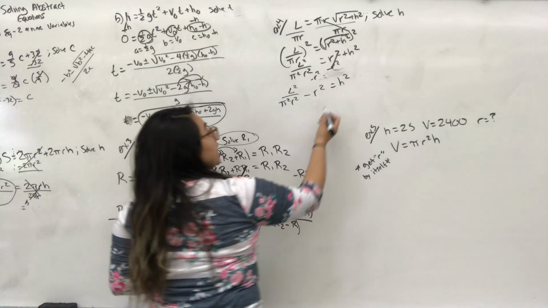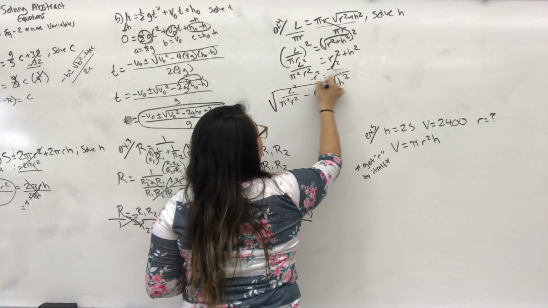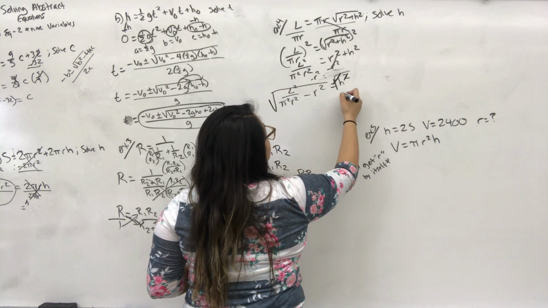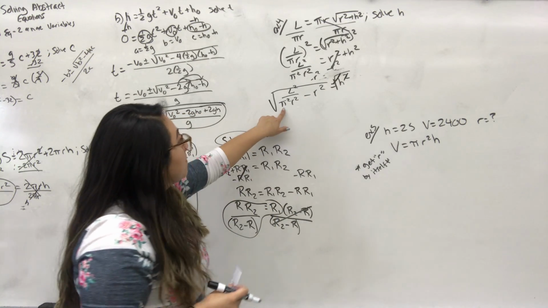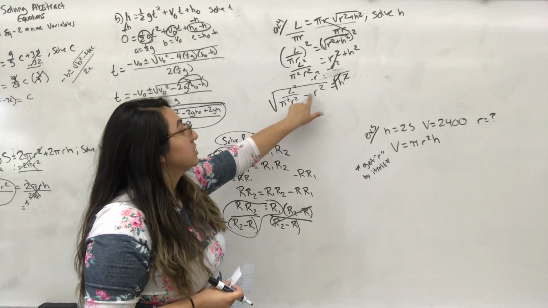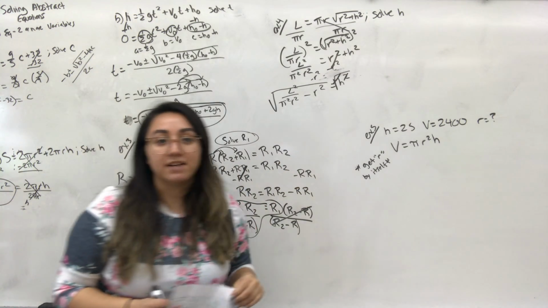Last thing, we want the h completely by itself. It's squared, so we square root it. So we square root all of it. And when we do, we have h is equal to the square root of L squared over pi squared times r squared minus r squared. And that would be your answer. Last one, example 5, and we're done.